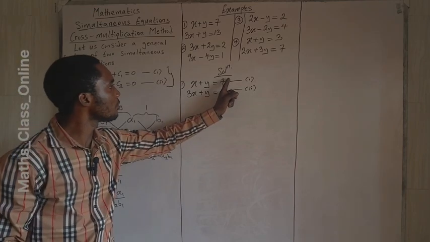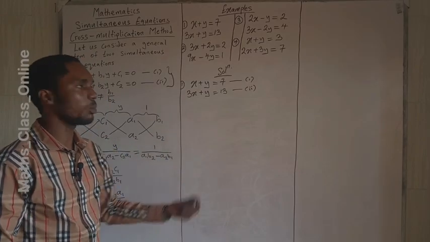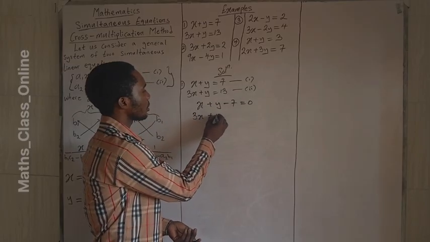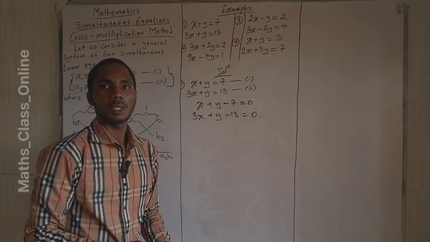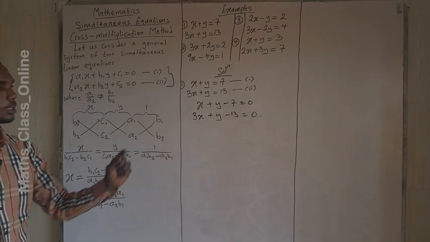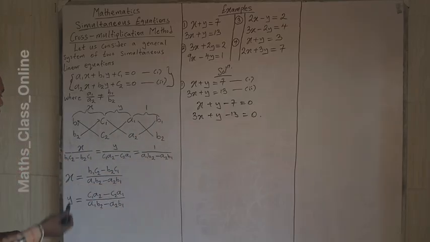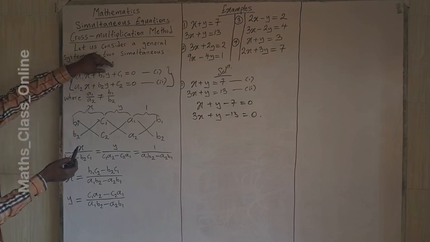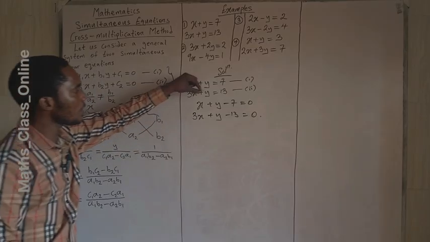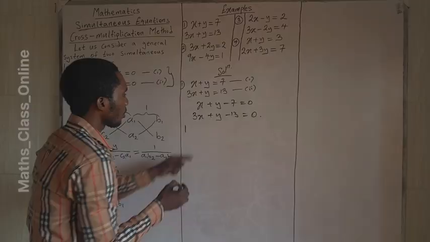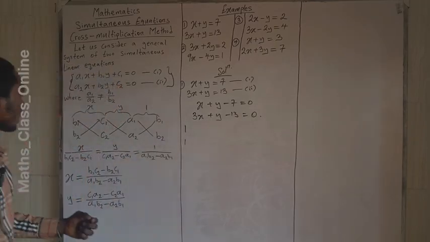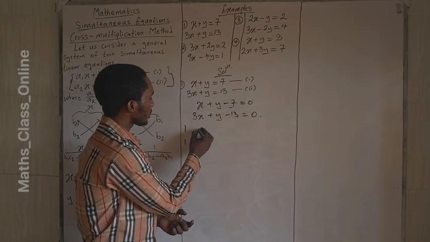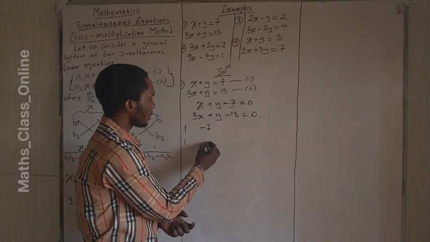That means we will first of all move this constant to the other side of the equation, and we will have x plus y minus 7 equals 0, and 3x plus y minus 13 equals 0. The second step is the arrangement of the numbers: coefficient of x, coefficient of y, and the constant. But here we have b1, b2 first. What is b1, b2? That's the coefficient of y in equation 1 and coefficient of y in equation 2. What is the coefficient of y in this equation? That is 1. Coefficient of y in the second equation is 1. Next is c1, c2, the constant in equation 1 and the constant in equation 2. The constant here is minus 7. The constant here is minus 13.